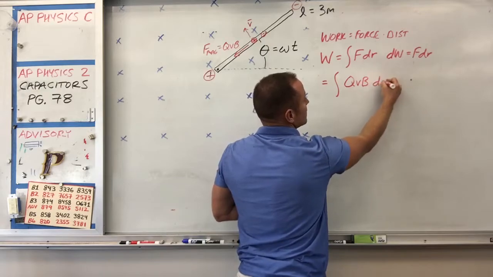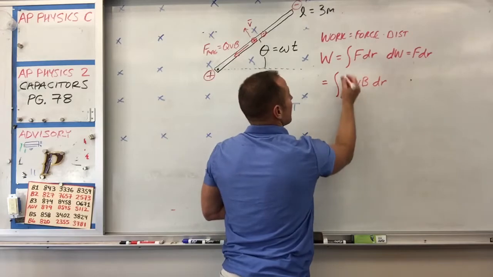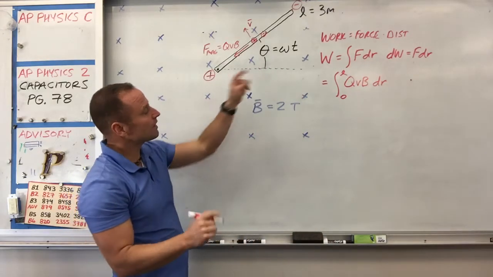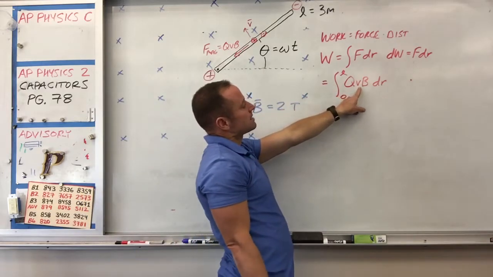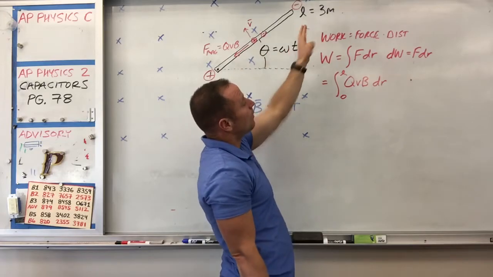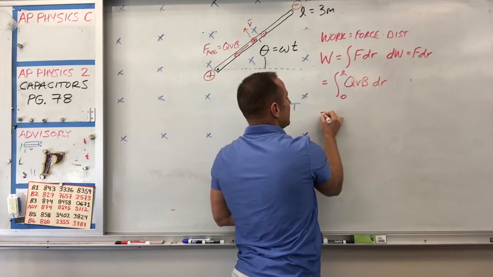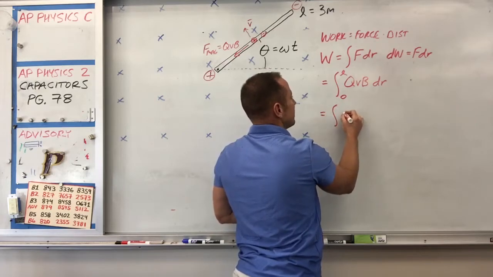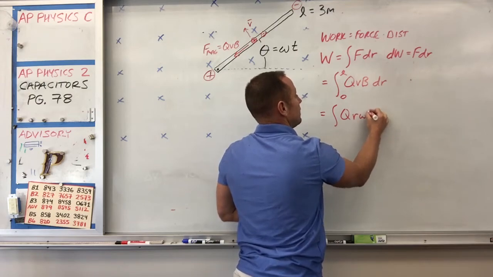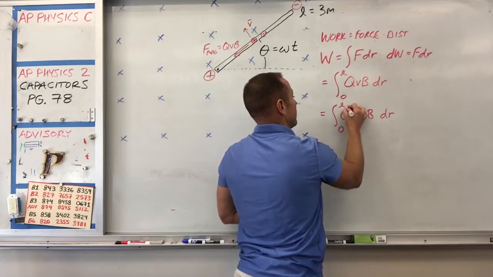times that little bit of distance. And we'll go all the way from the inside to the outside, from 0 to L. This velocity is going to depend on how far out you are. Right, so from mechanics, we know that V equals R omega, and so this is going to be Q, basically R omega B dr, all the way from 0 to L.